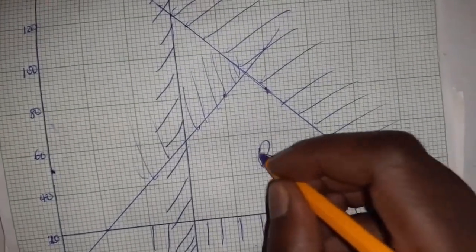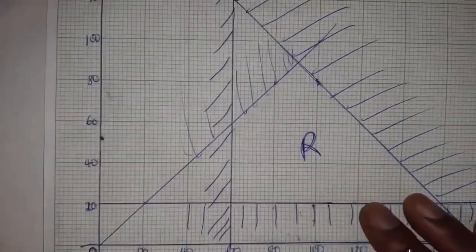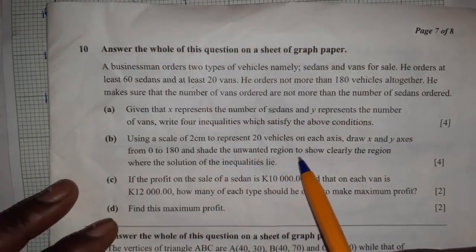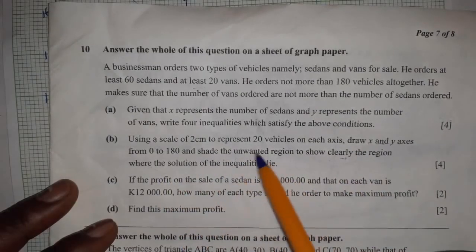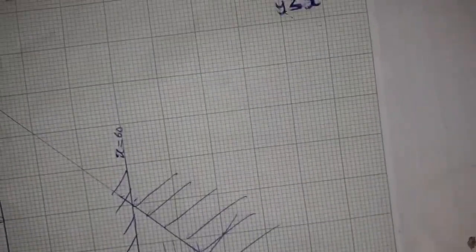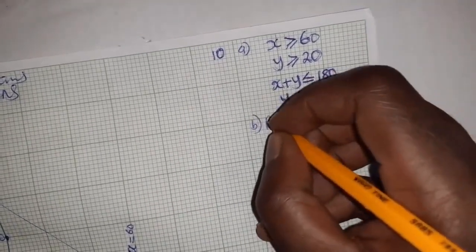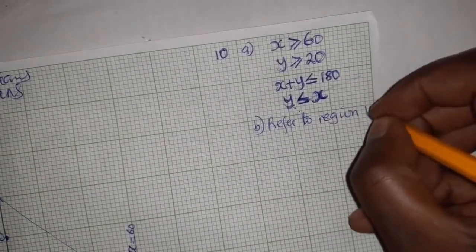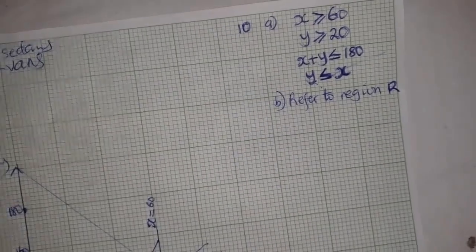So you see the region that we want is going to be this one here. Okay, so to answer this question, which says shade the unwanted region to show clearly the region where the solutions of the inequalities lie, we can come back here and say B. And come back here and say B. We can say refer to region R. Then we'll come to this one.